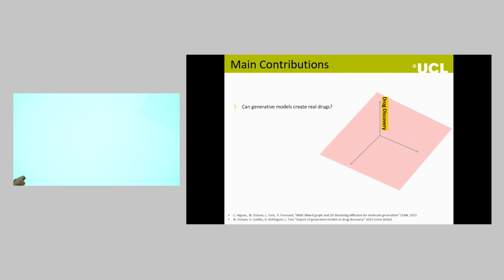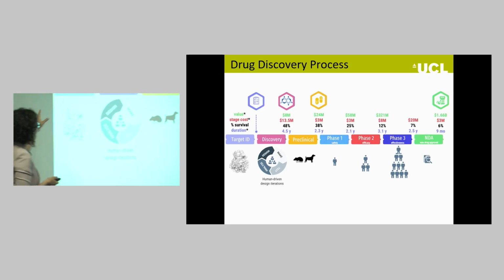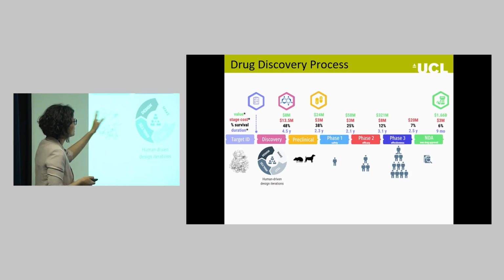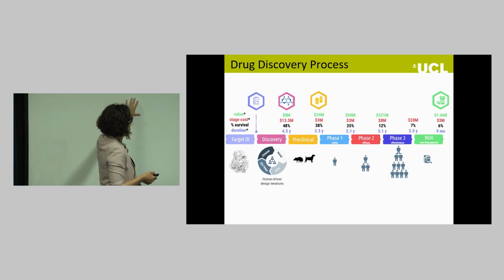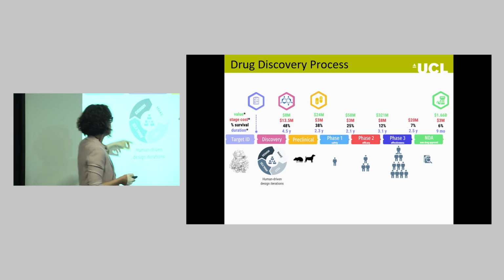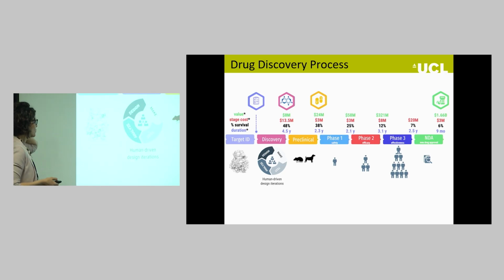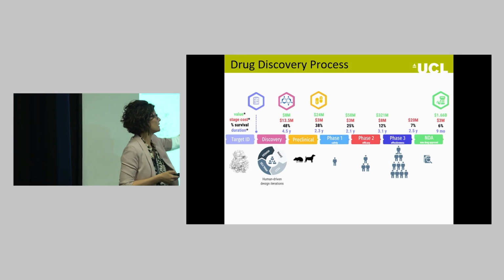So in terms of whether we can generate real drugs, drug generation is a very, very long process of years and a lot of money. And there is an initial part of discovery in which there is a lot of human intervention to design initial points for these steps.